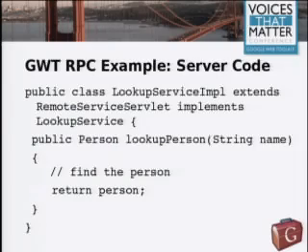Here's an example of what the code actually looks like on the server. It extends remote service servlet, and it implements our lookup service interface. So it provides the synchronous interface that we defined earlier. In this case, it takes a string for the name, does something to find a person object, and then returns that person object. If it wasn't found, maybe you could throw a person not found exception or something like that, or maybe return null, however you wanted to handle that. So the server side looks pretty much like you would expect for a typical servlet that's being called through RPC.